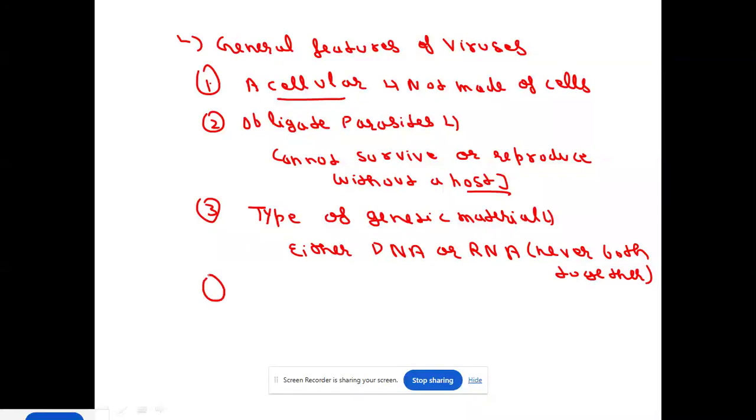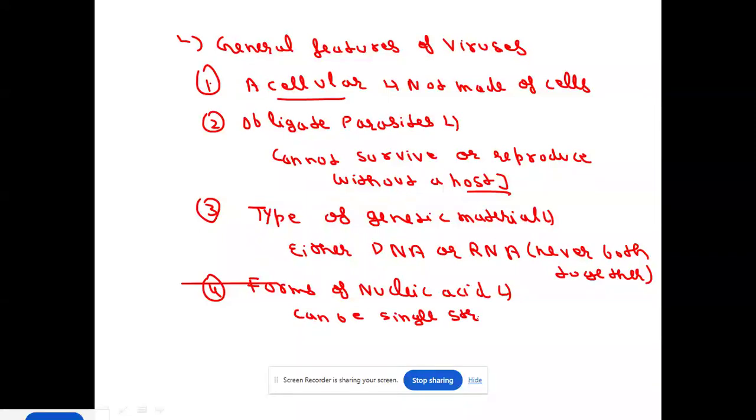Next feature is heading number 4. Am I clearly audible? Are you understanding the points clearly that I am explaining? Everything clear? Okay. Forms of nucleic acid. Nucleic acids can be single stranded, which we will denote with SS, or can be double stranded.